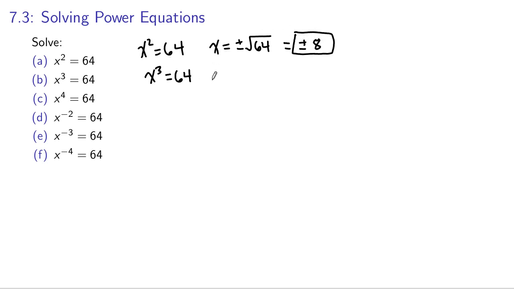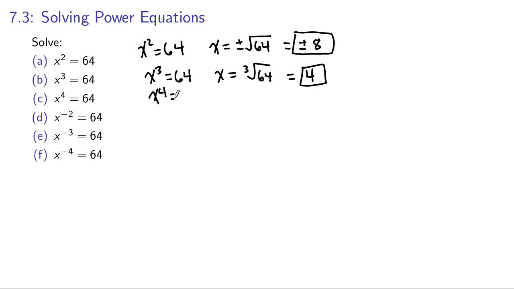X cubed is 64. Now if we take the cube root of both sides, we get x is the cube root of 64. Notice we don't write plus or minus. For the odd powers, the sign is preserved. The cube root of 64 is 4, because 4 cubed is 64. 4 times 4 is 16, times 4 is 64.